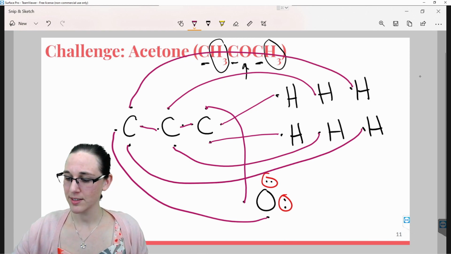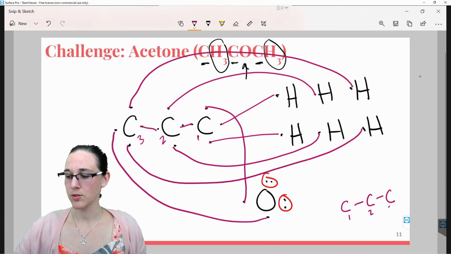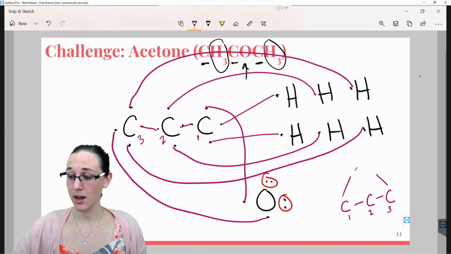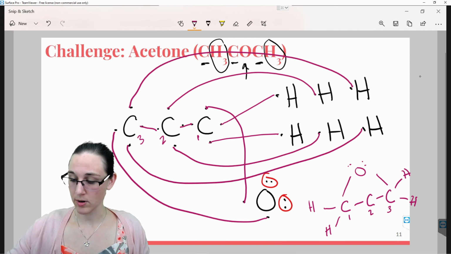We would have C, C, C. Let's number these: 1, 2, 3. Connected to 3 and 1 would be oxygen. And then on carbon 1, we would have 2 hydrogens. And on carbon 3, we would have 2 hydrogens. And on carbon 2, we would have 2 hydrogens.